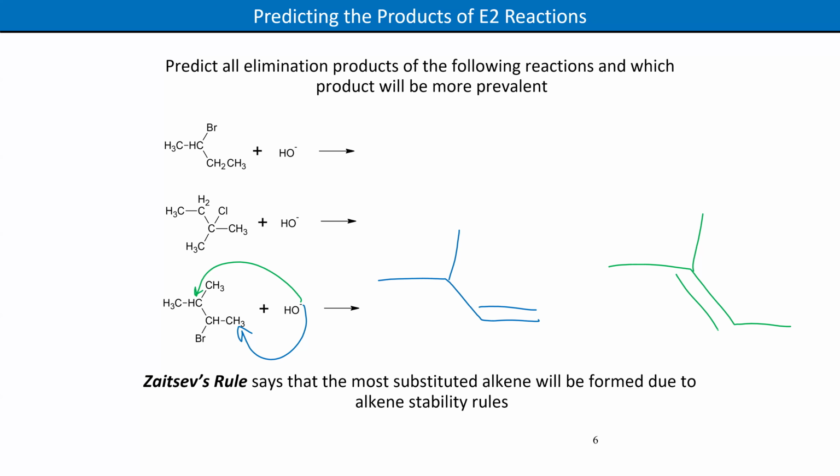So this is the same product we just had on the last one. It's tri-substituted, you've got three things attached to it, which is almost as substituted as you can be. So that's going to be 2-methyl-2-butene.